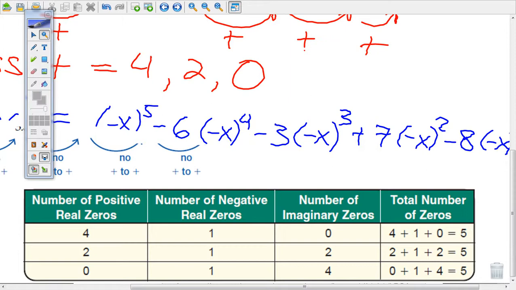See all the possibilities here? The 3 possible combinations. You want to either make a table like this by hand, or you want to think about this table in your brain while you're testing for these zeros and probing around.